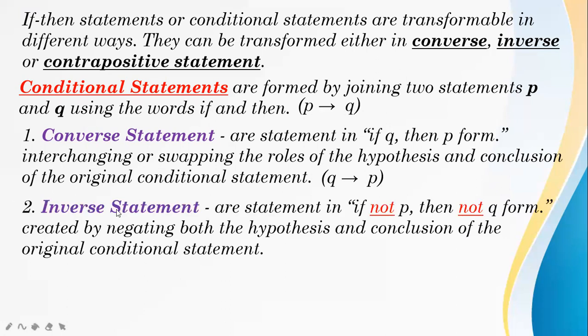The next one we have the inverse statement. Our statement in if not P, then not Q form. Now look at this given form. If not P, then not Q. So insert the word not. Created by negating both the hypothesis and conclusion of the original conditional statement. And this will be the given form.